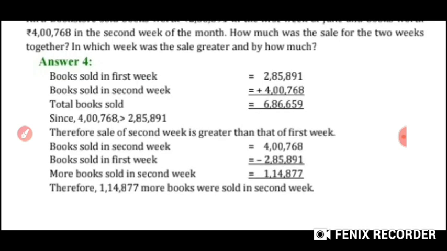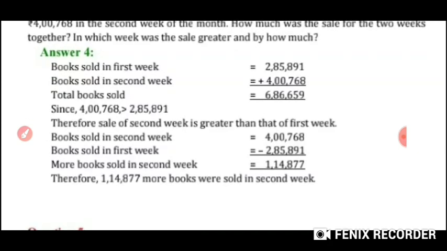Since 4,768 is greater than 2,85,891, the sale of the second week is greater than that of the first week. Books sold in the second week: 4,768. Books sold in the first week: 2,85,891. What is the difference? 1,14,877. Therefore, 1,14,877 more books were sold in the second week.